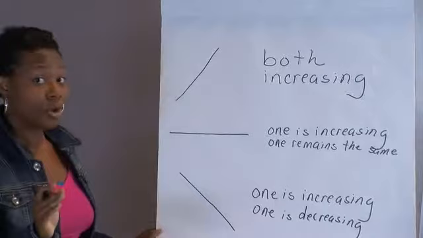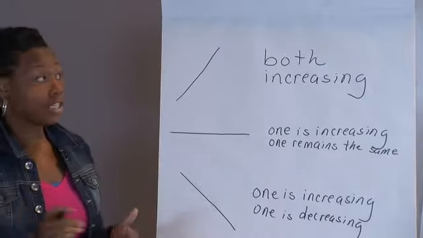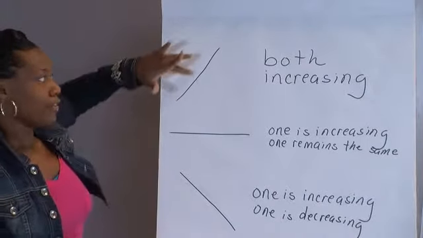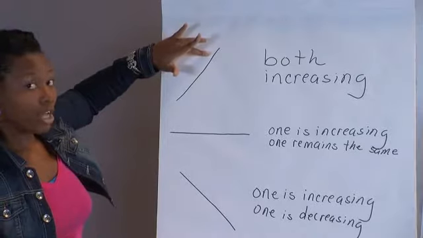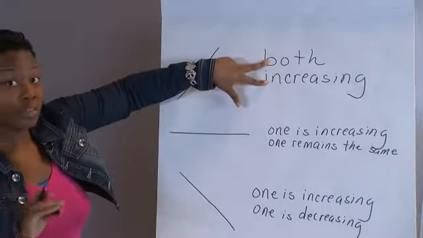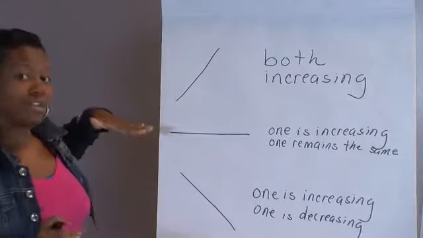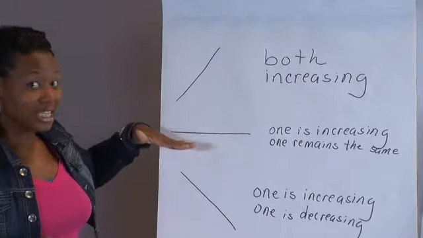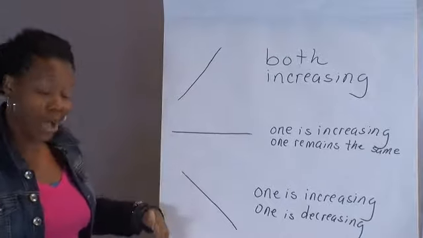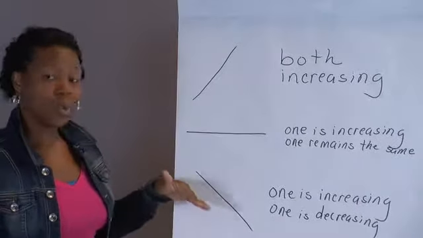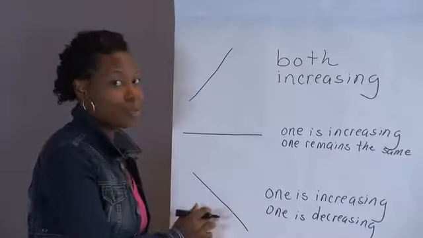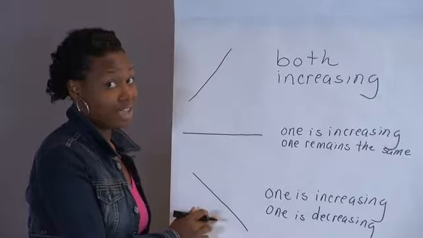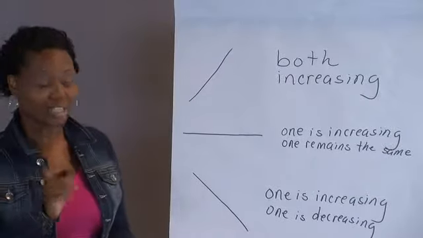So to recap, we're talking about interpreting graphs, Melanie. If the graph is going up or part of the graph is going up, both things are increasing, whatever two things you're talking about. If the graph is a horizontal line, one is increasing, one is staying the same. If the graph is going downward, one is increasing, one is decreasing. Don't let this fool you. Both are not decreasing, okay? All right, so that's the first thing.